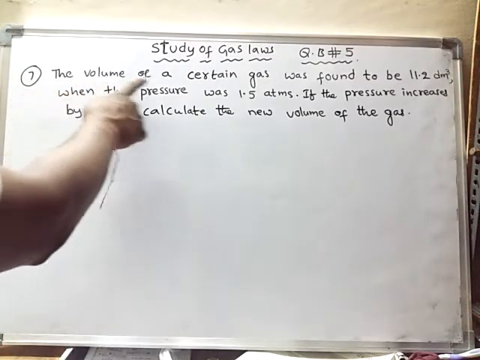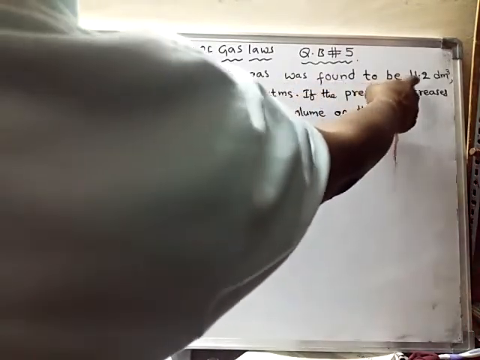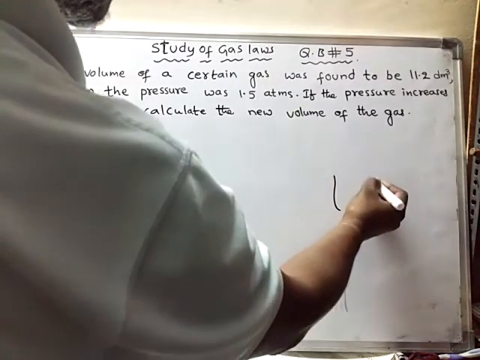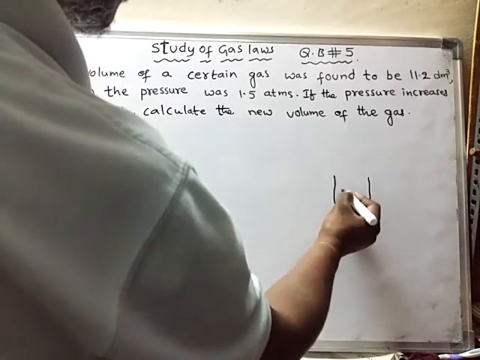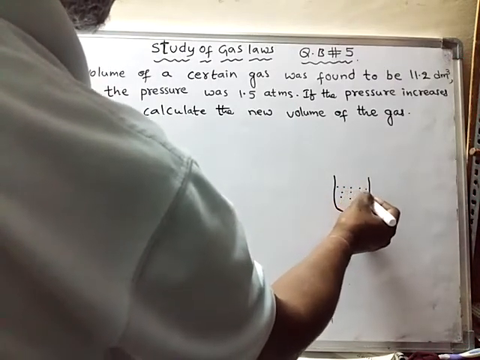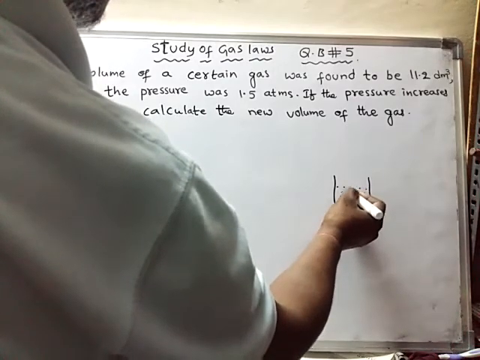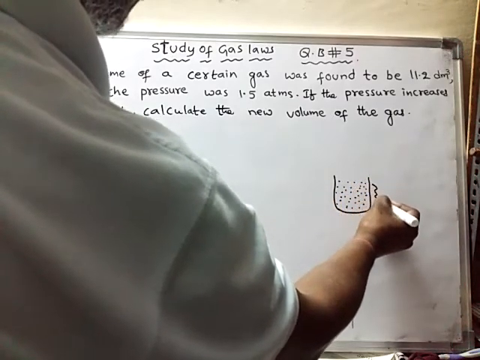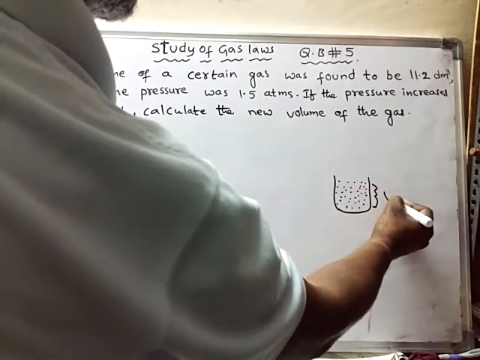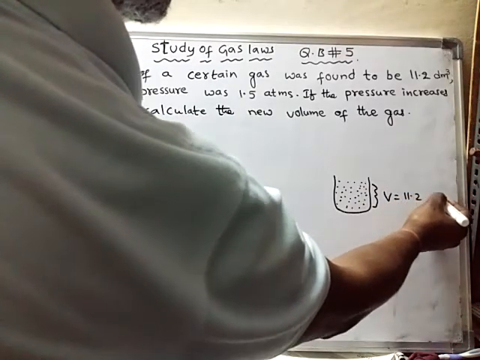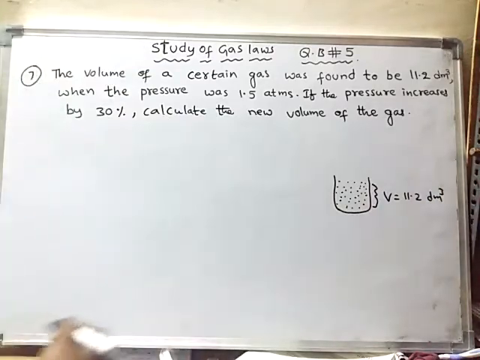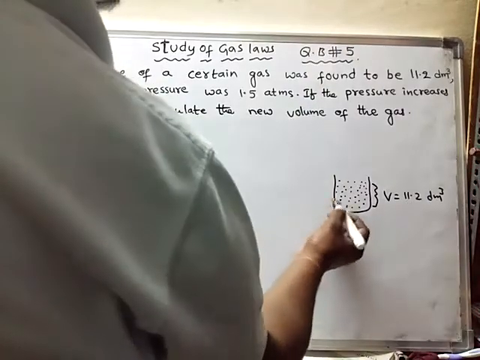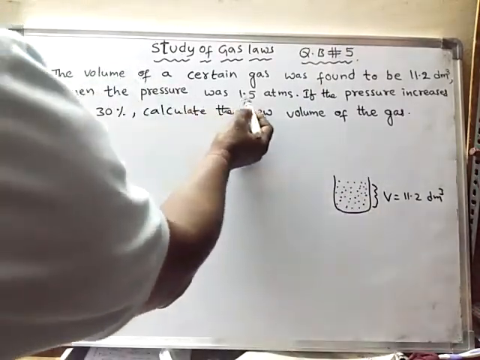The volume of a certain gas was found to be 11.2 decimeter cube. That means there was a certain gas, and its volume is 11.2 decimeter cube. So the volume of that gas is 11.2 decimeter cube when the pressure was 1.5 atmosphere.